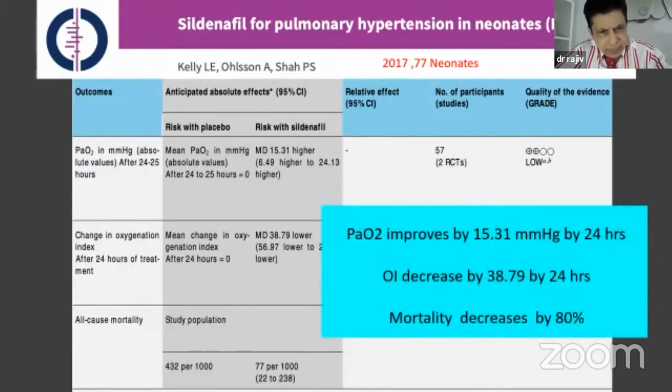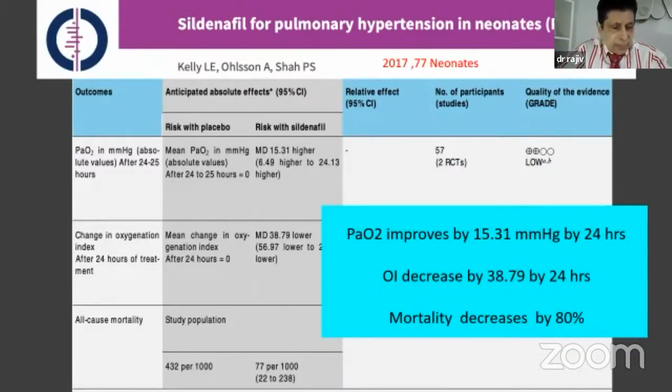So the bottom line, the PaO2 increased by 15 in 24 hours. Note the time frame. The oxygenation index decreased by 24 hours. So the third dose was what I speculated almost 20 years back, which is in time, most likely with the serum level touching above 40 nanogram per ml. And impressive was that the mortality decreased.